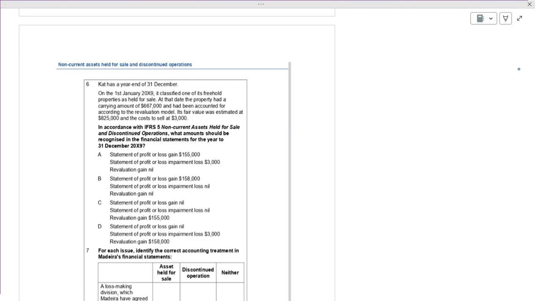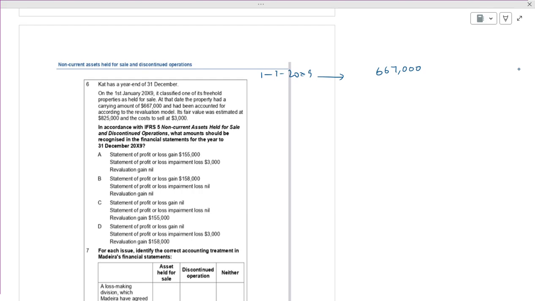I will explain this. CAT has a year end of 31st December. On 1st January 2009, they have classified some asset for sale. At that date, the property's carrying amount is 667, and it has been accounted for according to the revaluation model.